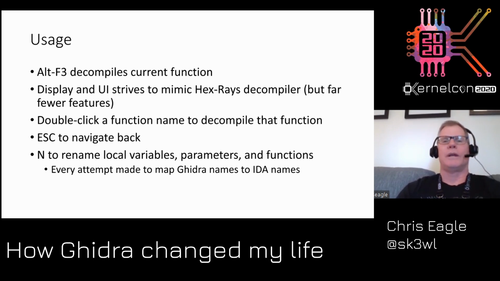The BLC plugin is just a start, and I have lots of ideas for add-ons, many of which would mimic behaviors that are available in IDA's decompiler. So most of the hotkey bindings and such aim to mimic the existing Hex-Rays decompiler bindings and usage. Similar navigation: you double-click a function name while you're in the decompiler listing once you've generated it with Alt F3, and you navigate around through the decompiler, much like IDA's decompiler, using the escape key to navigate back, and the N key to rename local variables, parameters, and so on.